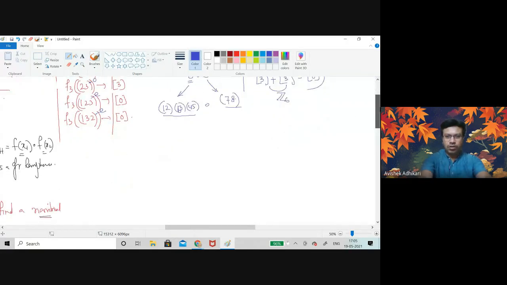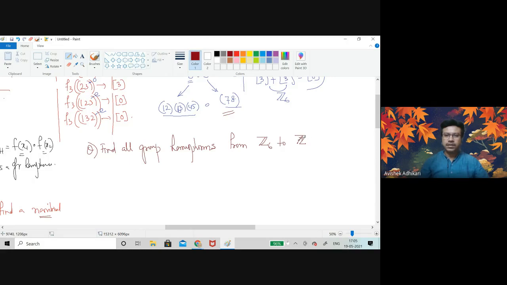Okay. So a standard homework is to find all group homomorphisms. I have shown you at least two. This is the non-trivial one, and the trivial one is already there. Find all group homomorphisms from Z6 to S3.